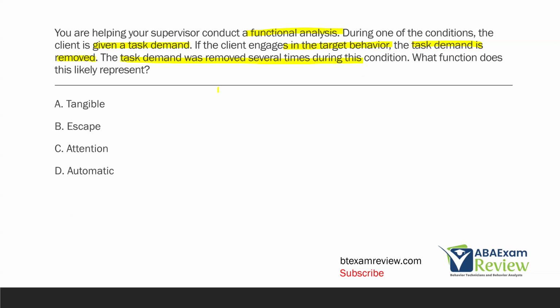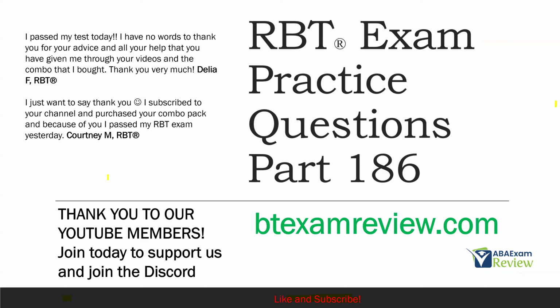I give a task demand, you engage in a target behavior, I remove the task demand. You're trying to escape. C, attention. We went over the attention example. This is not attention, it's a task demand because we're checking for escape. And then D, automatic. Automatic, in other words, alone. Since this is socially mediated because there's another person involved, it's not going to be automatic. The function this likely represents is going to be B, escape.